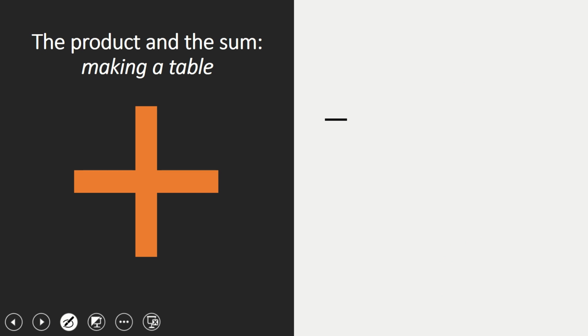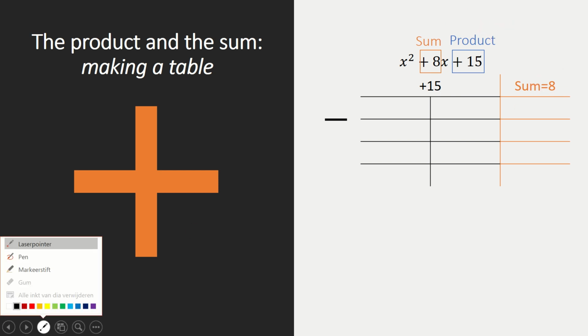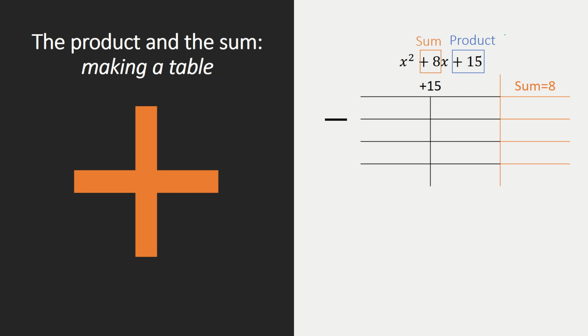So we're going to make a table. That's your second step. So again, x squared plus 8x plus 15. 8 was the sum, 15 was the product, and you're always going to make a table that looks like this. Over here, you're going to put down the product. And this is the sum. Remember that with product we mean multiplication. So it's really multiplying. With sum, we mean adding.